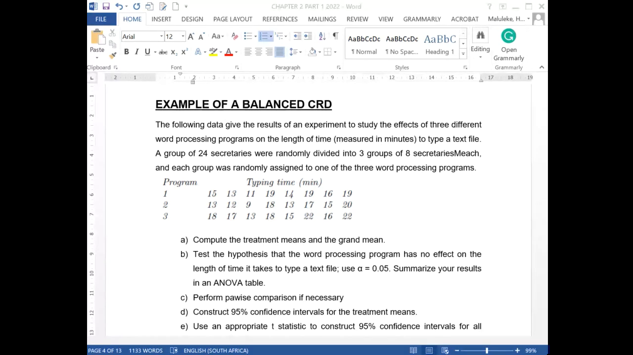Now, divide this by... how many numbers do we have? 384 divided by 24. This is the mean, right? 384 divided by 24, what are you getting?